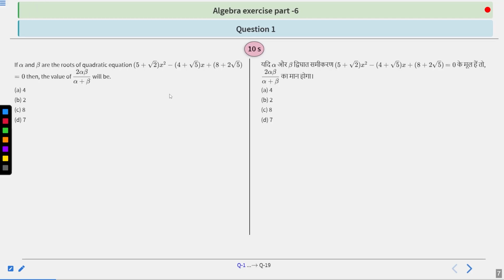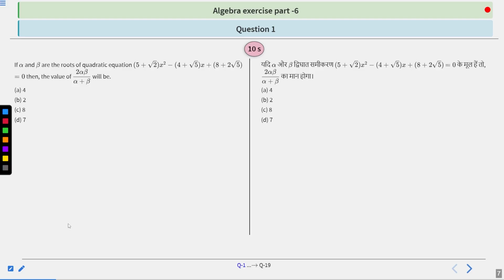Now moving on to the questions. Question says, if alpha and beta are the roots of quadratic equation (root 5 plus root 2) into x square minus (4 plus root 5) into x plus (8 plus 2 root 5) is equal to 0, then the value of 2 alpha beta upon alpha plus beta will be, and options are option A 4, option B 2, option C 8, and option D 7.